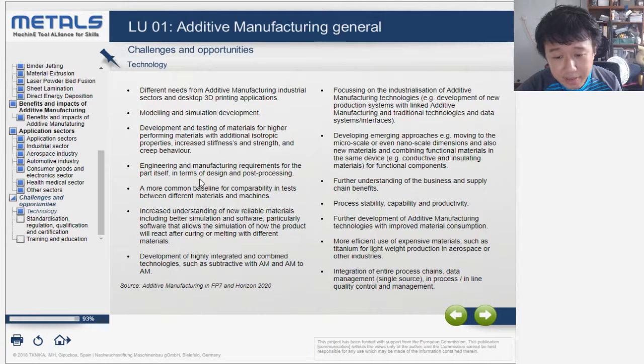Engineering, machining, manufacturing requirements for part design and post-processing.